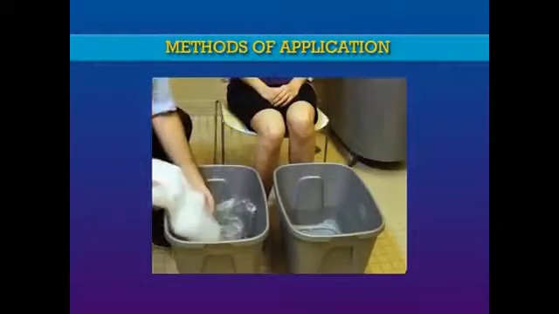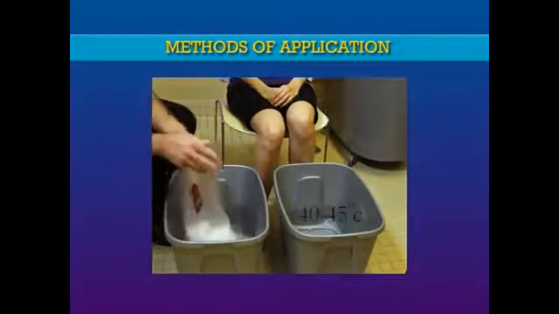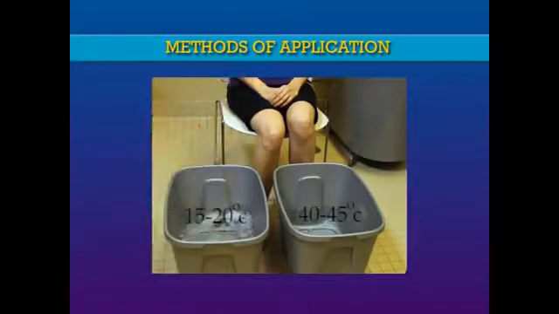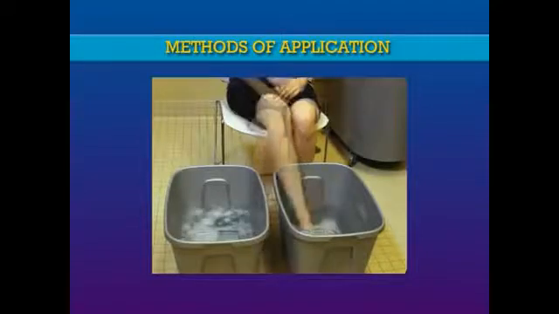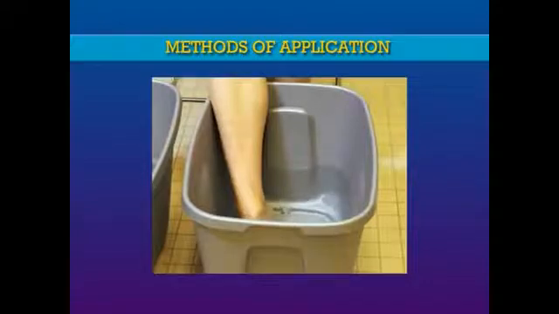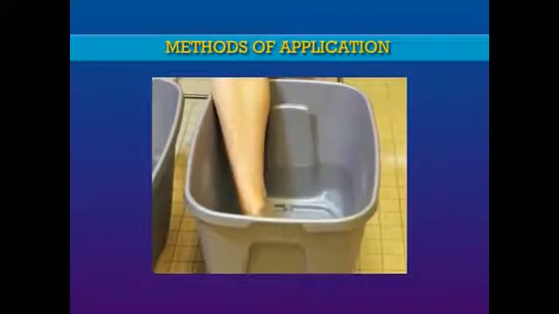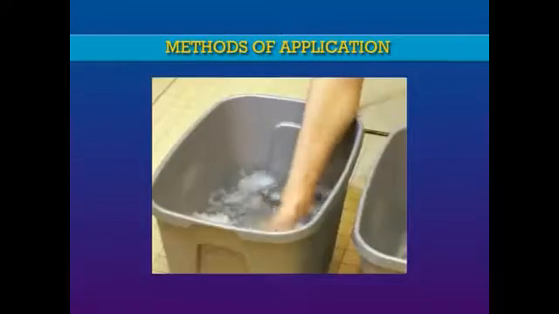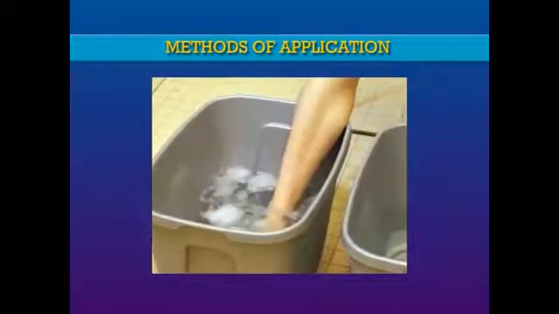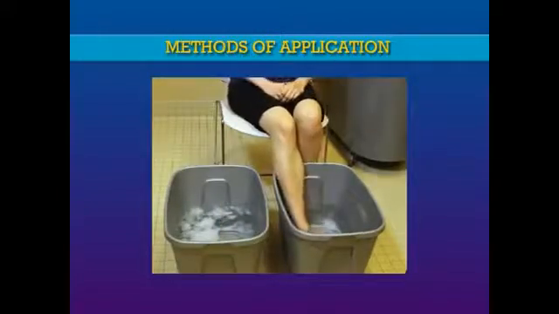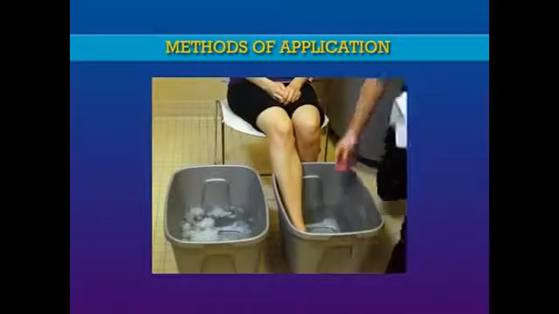Method of application. Two suitably sized baths are filled, the hot at 40 to 45 degrees Celsius and the cold at 15 to 20 degrees Celsius. It is usual to start and finish with immersion in the hot water. The period of immersion in the hot water is longer, 3 to 4 minutes, while immersion in cold is kept to 1 minute. This cycle is repeated for 3 to 4 times so that the whole treatment lasts anything from 20 to 25 minutes.